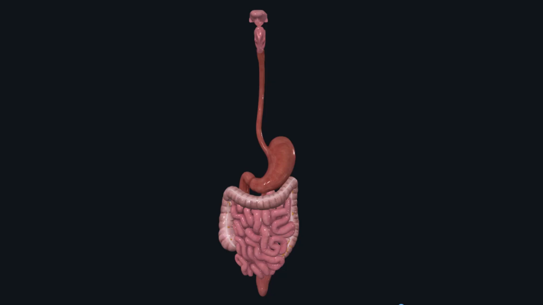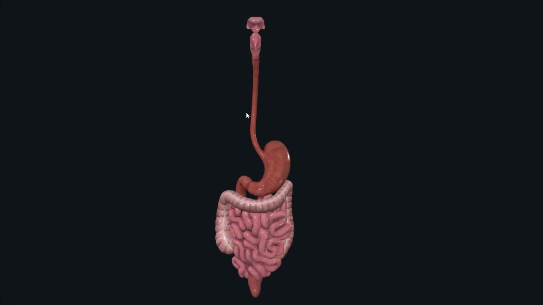Now let us explore the esophagus together. The esophagus is a crucial part of our digestive system. It is a muscular tube that connects the pharynx to the stomach, allowing for the passage of food. But how long is it and what are the key components? Let us find out. The average length of the esophagus is around 25 centimeters or about 10 inches.